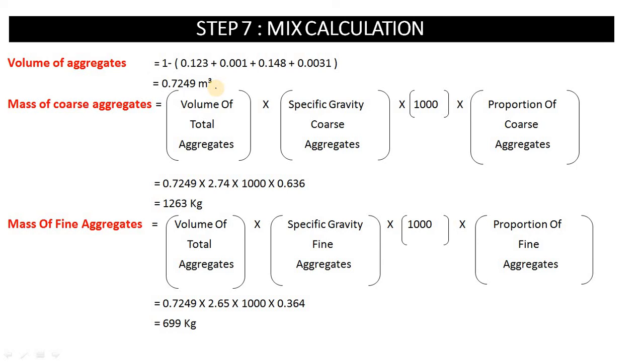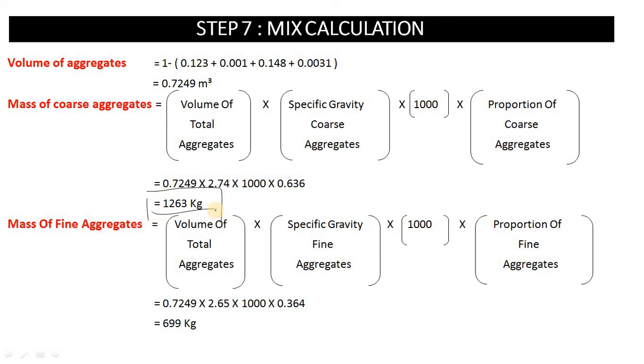Now we will convert into mass, because we generally have the aggregate in kg. So the mass of coarse aggregate is equal to volume of total aggregate into specific gravity into 1000 into proportion of coarse aggregate. We already have the volume of total aggregate from the above step, which is 0.7249, into the specific gravity provided in the data, 2.74, into 1000, into the proportion 0.636. So we have the mass of the coarse aggregate as 1263 kg.